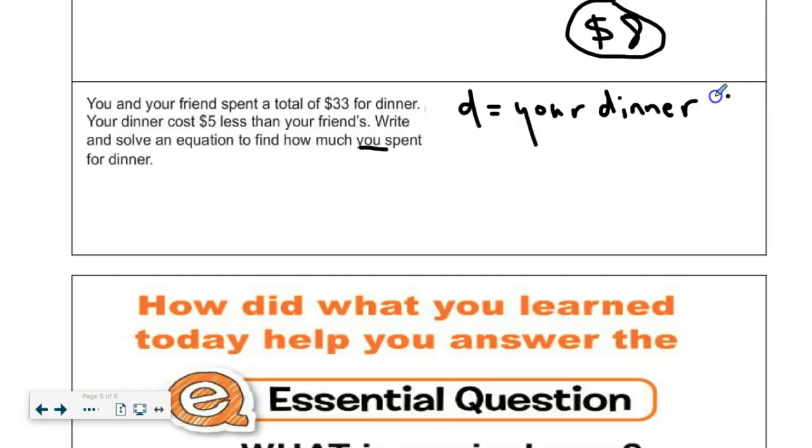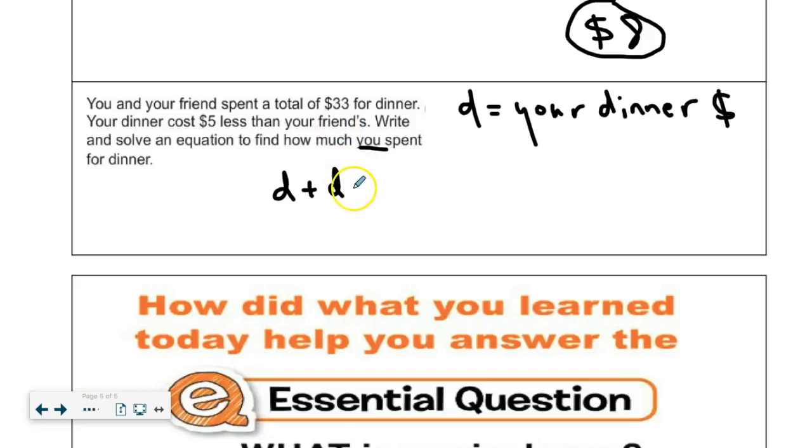So the two things happening here are your dinner and your friend's. Right now I'm trying to find your dinner. You and your friend spent a total of $33 for dinner. Your dinner costs $5 less than your friend's. So that means your friend's was $5 more. The two together equals 33. So again, I'm going to use this D as a reference point. D is your dinner plus friend's dinner, which was $5 more than mine. So my dinner is $5 less than my friend's. You could also say my friend's is $5 more.